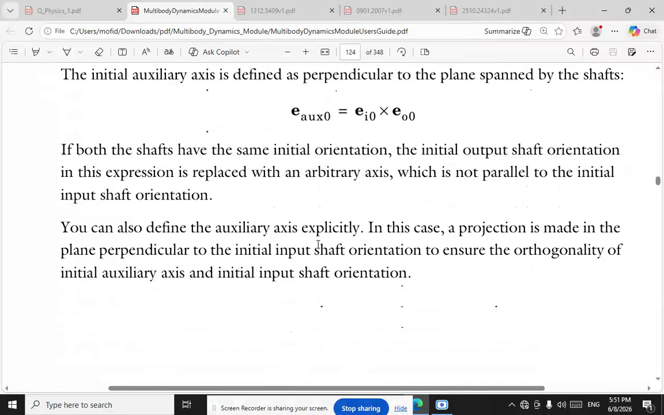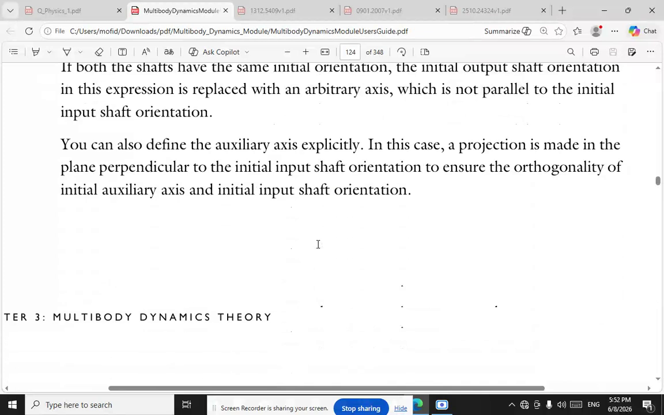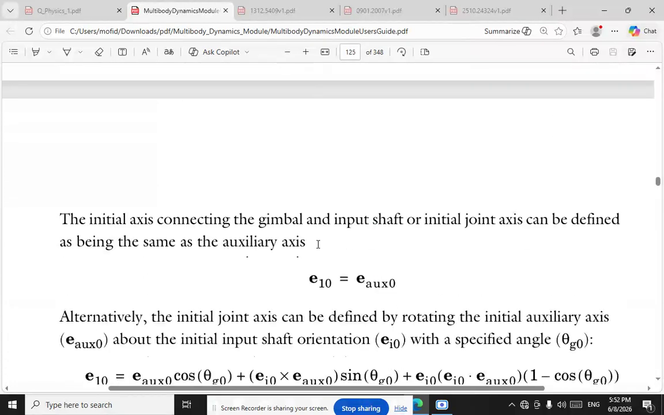If both the shafts have the same initial orientation, the initial output shaft's orientation in this expression is replaced with an arbitrary axis, which is not parallel to the initial input shaft orientation. You can also define the auxiliary axis explicitly. In this case, the projection is made in the plane perpendicular to the initial input shaft orientation to ensure the orthogonality of the initial auxiliary axis and initial input shaft orientation.